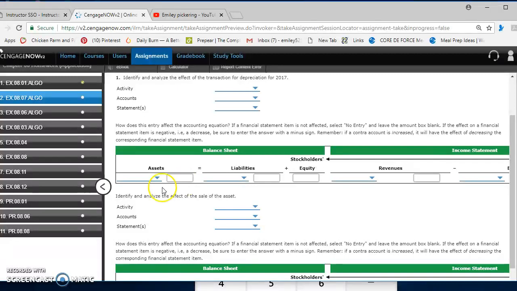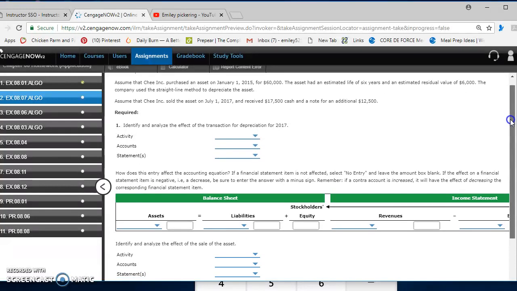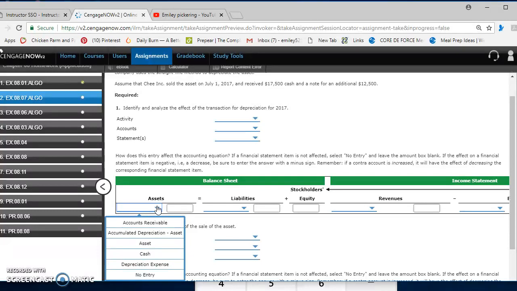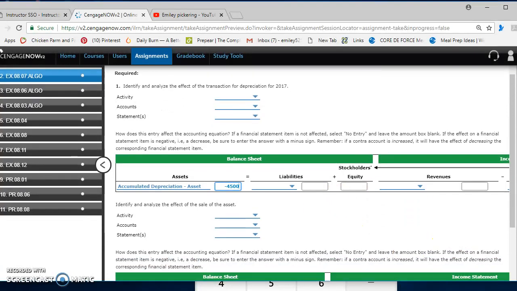So let's go ahead and talk about how this affects the accounting equation. So initially, when we're talking about depreciation, we make an entry to accumulated depreciation for our annual depreciation. This, of course, is going to be $4,500. It might be a negative since it lowers our assets. And then we're going to take our $4,500 in depreciation expense.